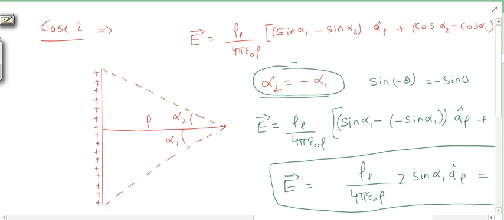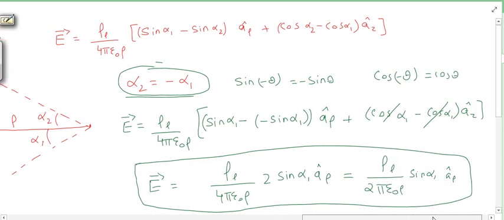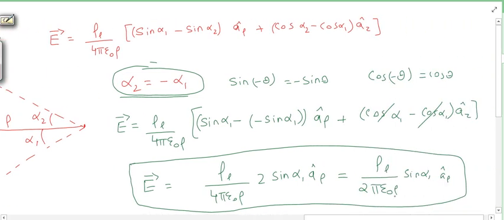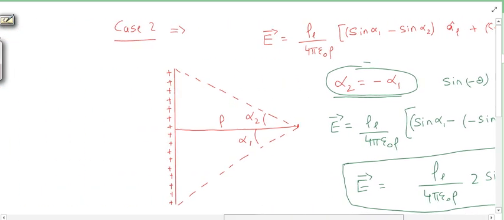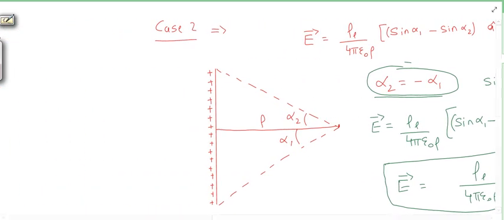Alpha 2 is equal to minus alpha 1. So the final formula will come as rho L divided by 2 pi epsilon naught rho, sine alpha 1, in the direction a rho cap. You can also see the direction with logic, by analyzing the figure.